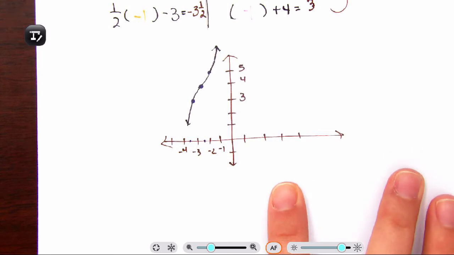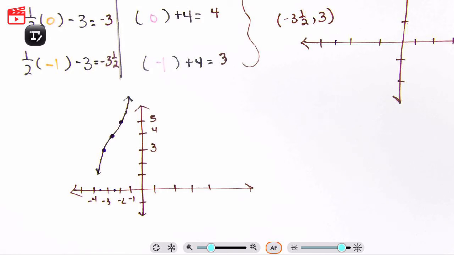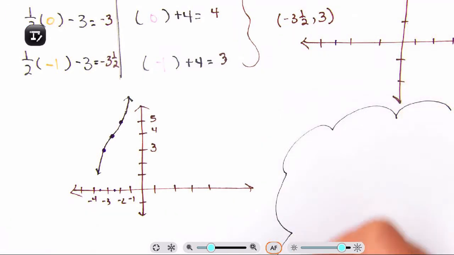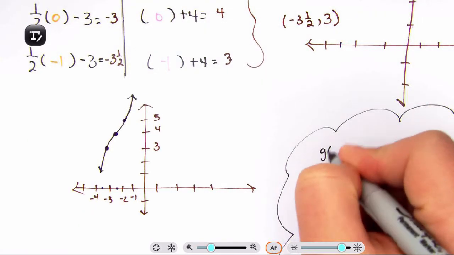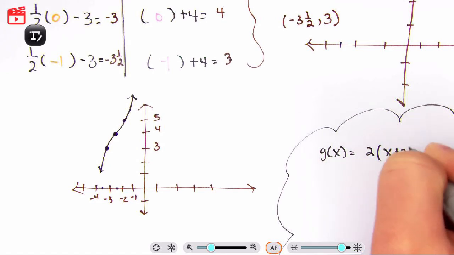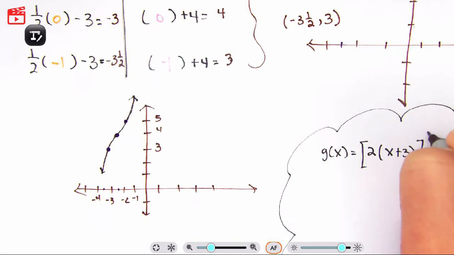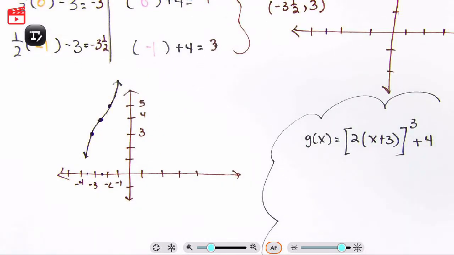Now, let's do this one more time using our pretty points and our function. So if we wanted to do it this way, let's put this in a thinking bubble. Oops, sorry about that. My function is, what is my function? My function is g of x is equal to 2x plus 3, and then all of that is being cubed plus 4. So the pretty points is, what do we need to put in there to make things pretty?